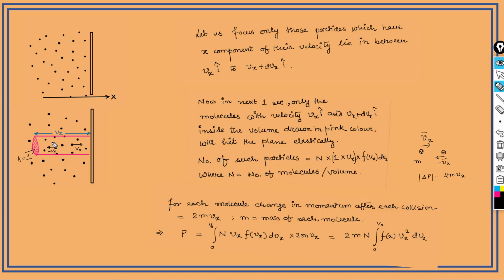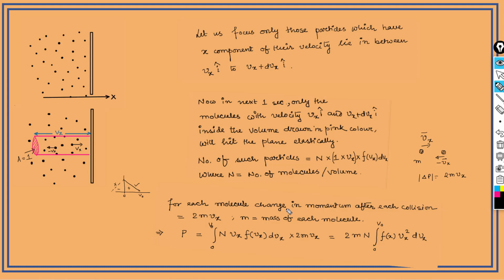So I will not take the molecules which are moving along the negative x-axis, because they are not going to collide with the wall anyway. Only the molecules moving along the positive x direction are going to collide, and that is why I have taken it from 0 to v naught. Remember, the graph has both sides, but I will not take this side because it belongs to the molecules moving along the negative x-axis. I will only take the molecules moving along the positive x-axis. That is why I have integrated it from 0 to v naught. So that will give us the answer to this question.